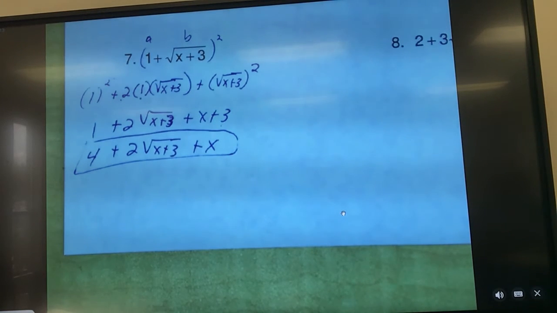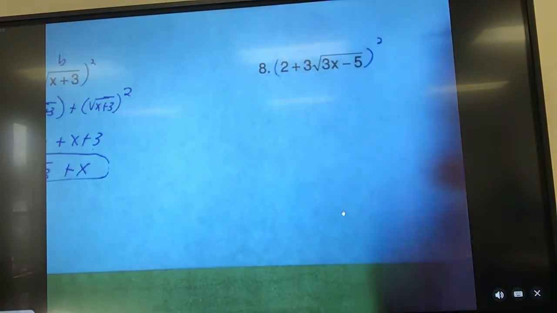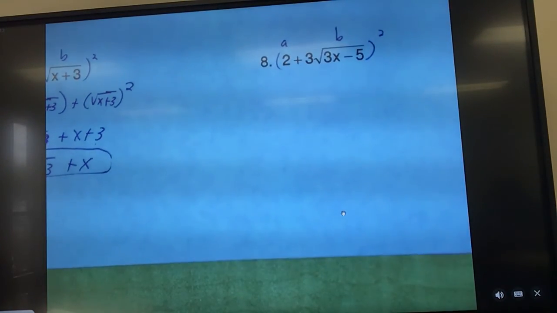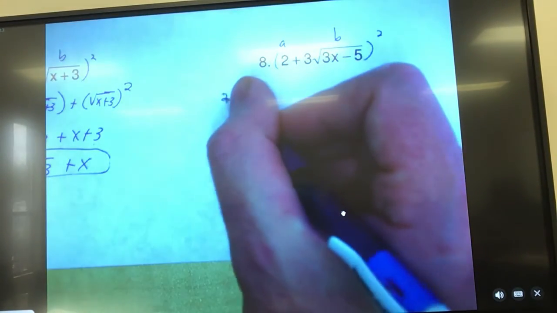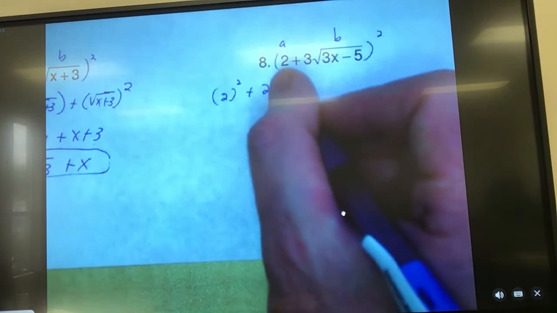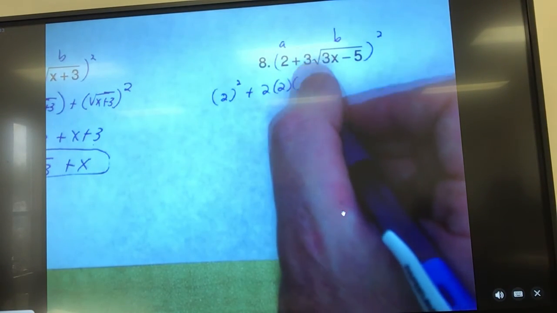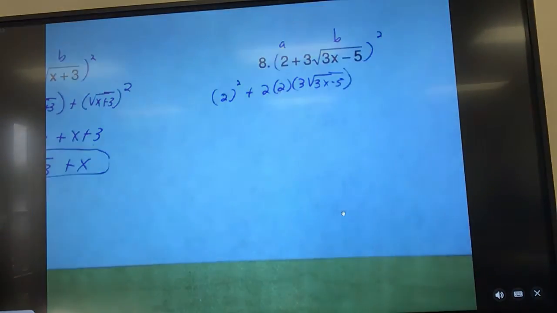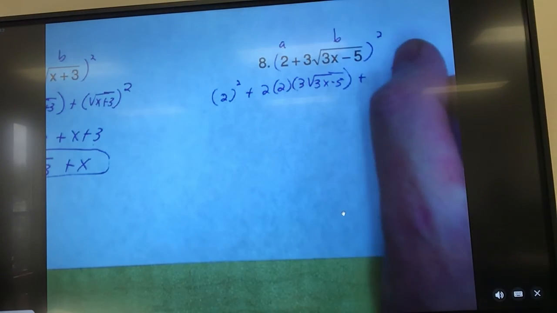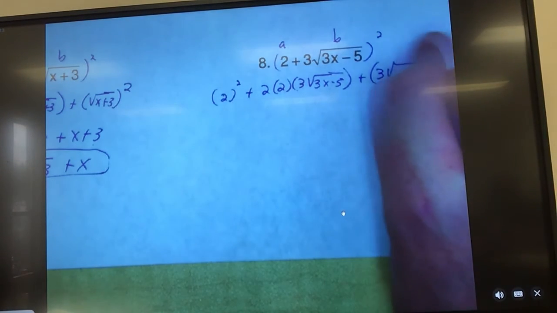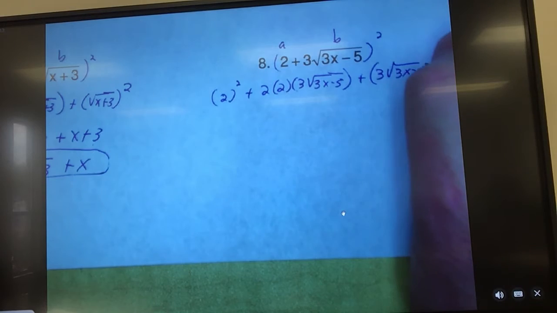Okay, let's do another one like that. Here we go. Let's go ahead and put our little squared on there. Let's go ahead and label them A, B. Now let's follow our formula. So we have a squared, that's 2 squared. And it's a plus, so I'm going to put plus 2 times a, which is 2, times b, which is 3 square root 3x minus 5. And then plus b squared, which is 3, and then parentheses, square root 3x minus 5, all squared.